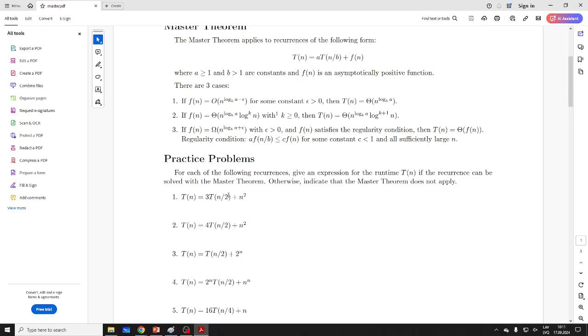So what is the answer then? The answer is n squared, and you can actually say theta here. You can write theta of n squared, and that's it. That's the answer.